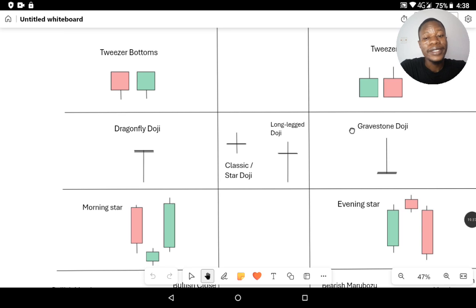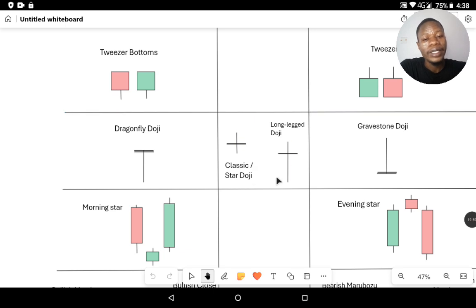So the next on the list is the doji candle. Doji can be so funny. We have about 4, 5, 6 dojis, but these are the important ones that you often see. In fact, doji simply means indecision. I'll first talk about these two.